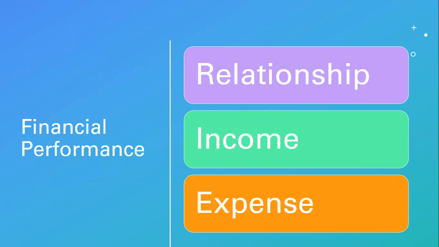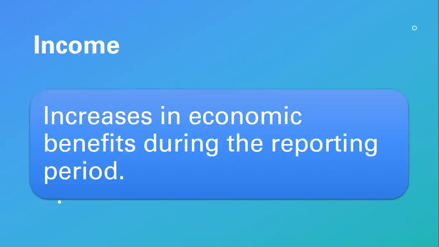Okay. So Ellen, having explained the relationship of assets, liabilities and equity, can we relate this to financial performance? What do we mean by financial performance? Okay. So financial performance shows the relationship between the income and the expenses of the entity during a reporting period.